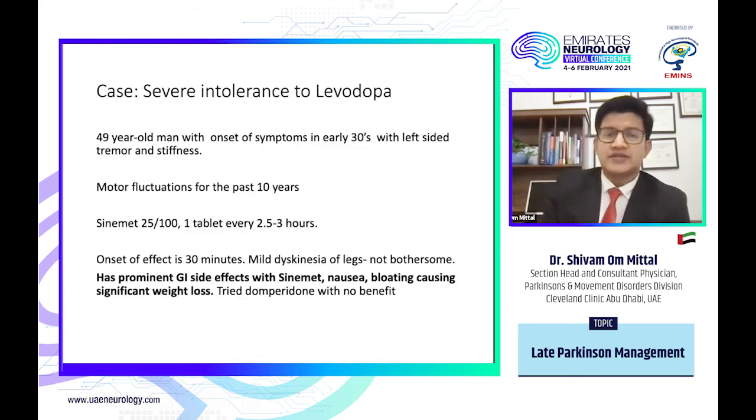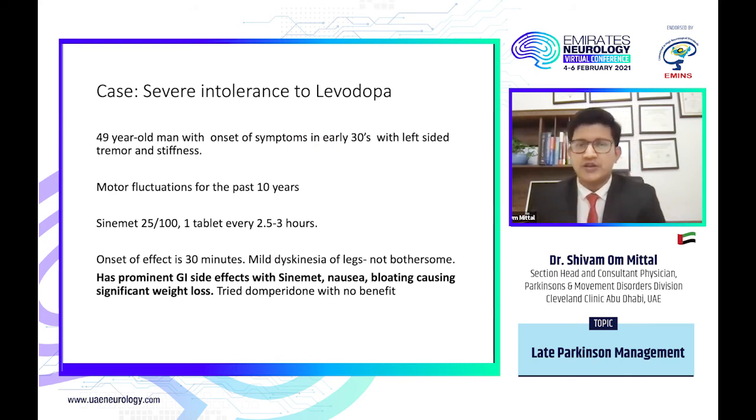Okay, now we come to the next case, a 49-year-old male who has had Parkinson's for more than 10 years, and he takes medications every 2.5 to 3 hours. The problem with him is when he takes the medicine, it causes severe side effects such as nausea, vomiting. He lost more than 30 kgs, and you look at him, he's very frail. He was pretty muscular and a heavy guy earlier, but he lost all his weight because of the side effects of the medication. But he cannot stop the medication because he is not able to move without it.